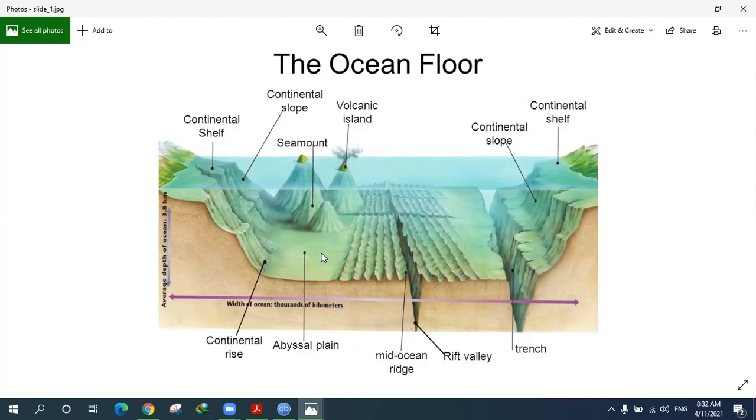So the ocean floor is not just a flat floor and that's it. It's not only just a bunch of sand and that's it. No, it's actually more than that. It's made up of different landmarks.